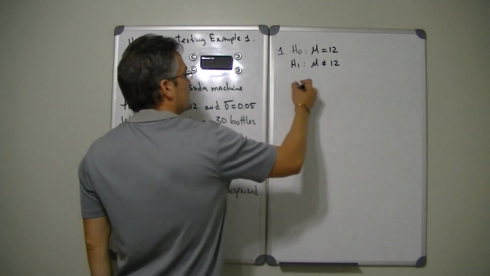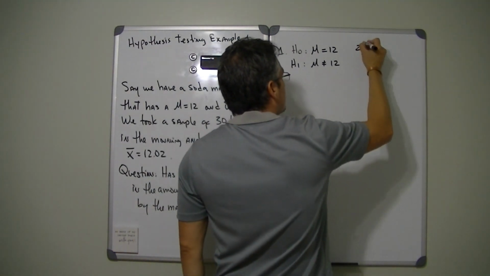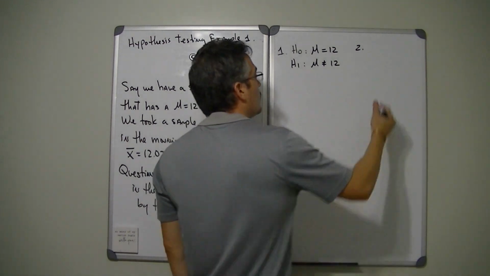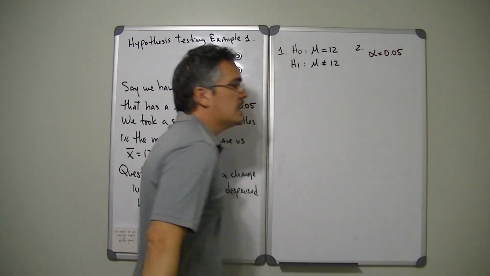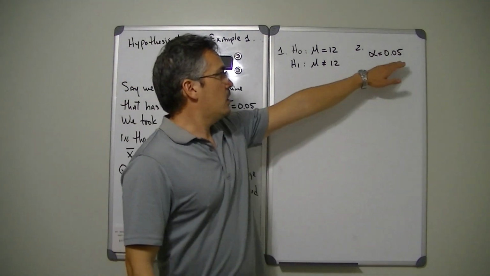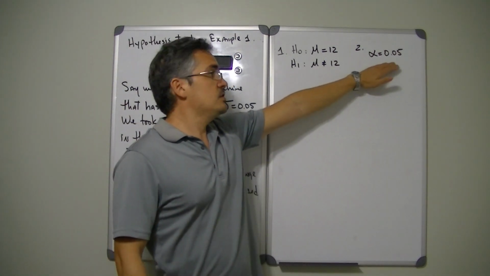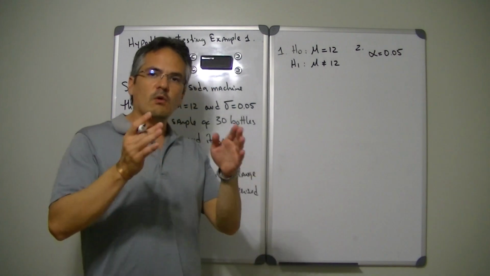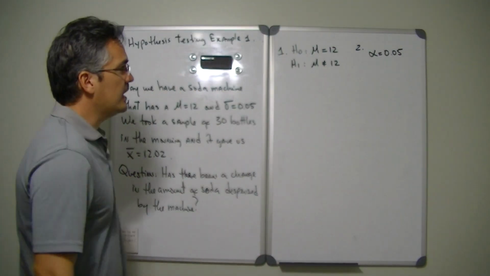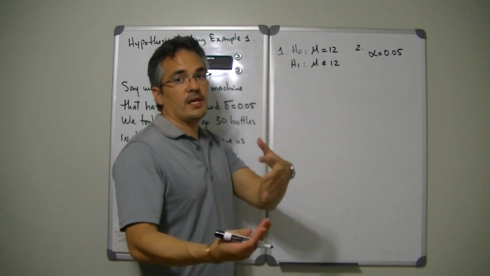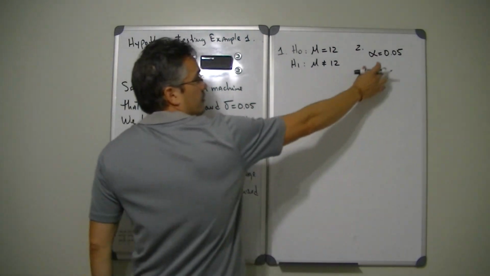All right, so for step number 2, we need to select our alpha, or level of significance. Now let's go with an alpha of 0.05. Remember, for the purpose of tests or exams, this is given to you because the professor wants everybody to run the same hypothesis test. And if you select a different alpha, then you may get a different outcome. So that will be provided.